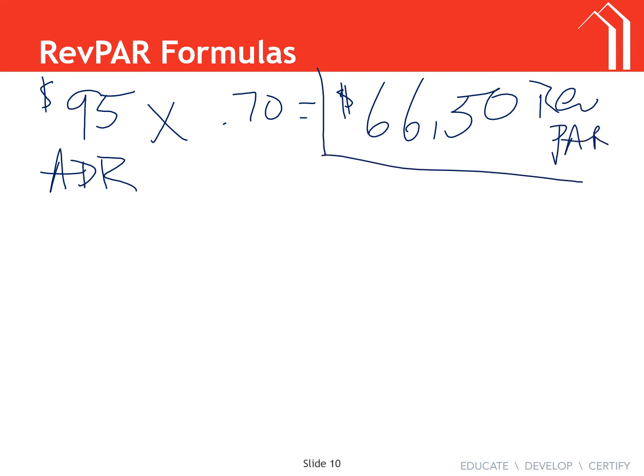So that means our revenue per available room was actually $66.50. As we figure out our ADR, we take our total revenue and divide that by the number of rooms that we sold. That was our average daily rate. We also have our occupancy percentage, and that's going to give us our revenue per available room. Okay, so let's do one now where we do total revenue divided by the total rooms available.